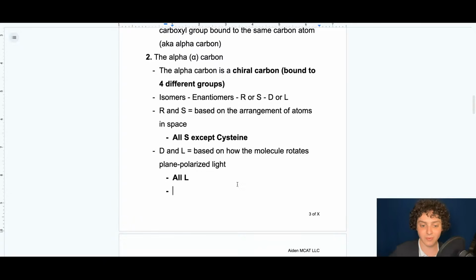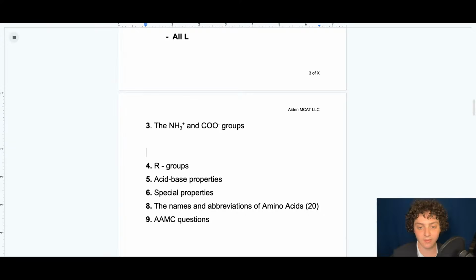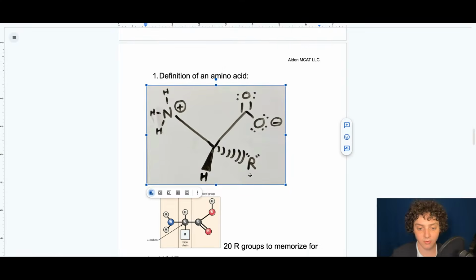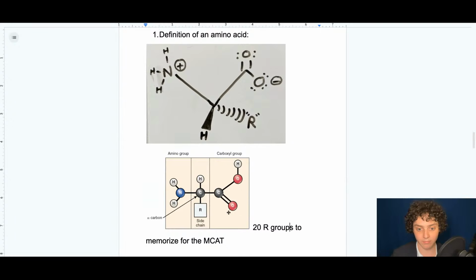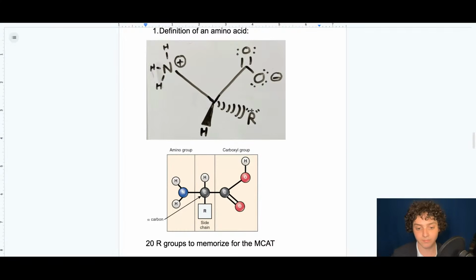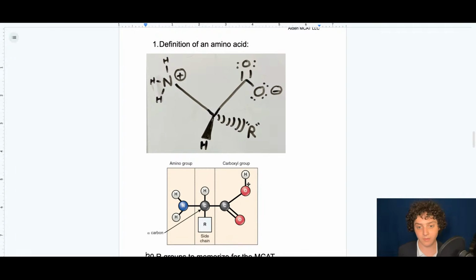Okay. Topic number 3 is the NH3 plus and COO minus groups. That brings me back to the pictures I was showing earlier. This is the one that I drew, and this is one from a textbook, which depicts the amino acid backbone, or the scaffolding upon which amino acids are built. So in this picture, you see these 2 charges, a positive and a negative. And in this picture, you see no charges.